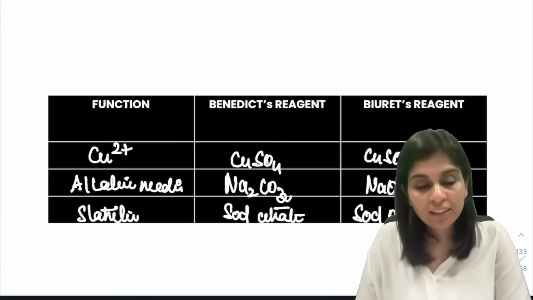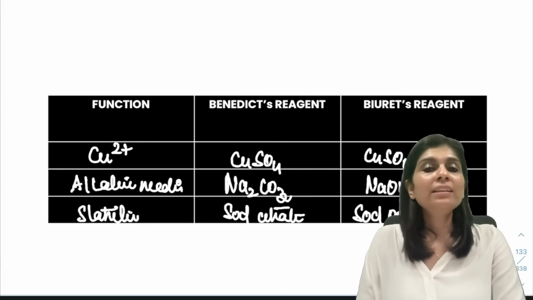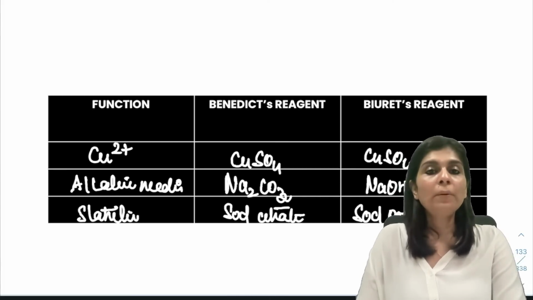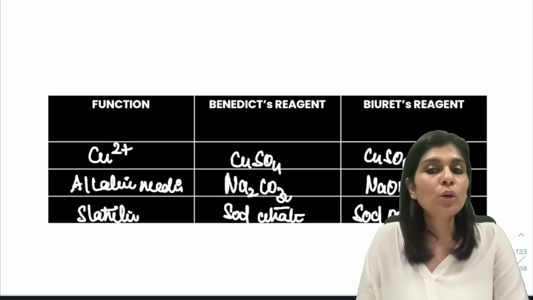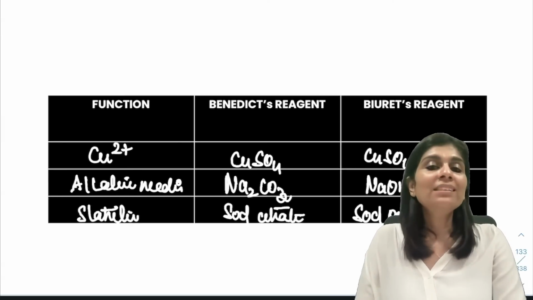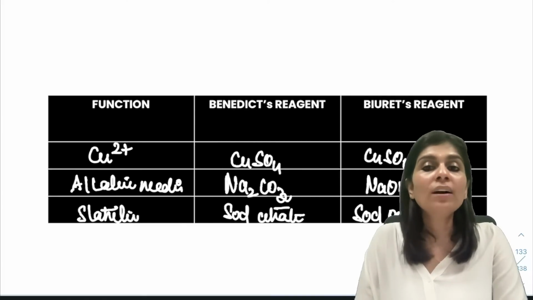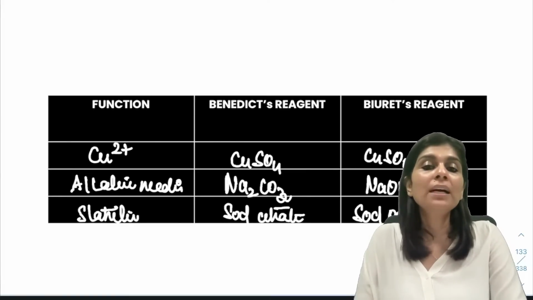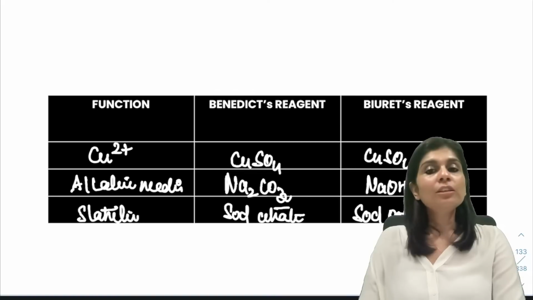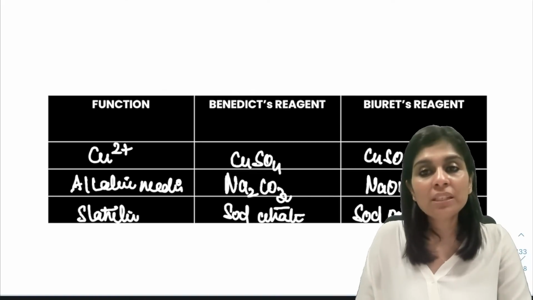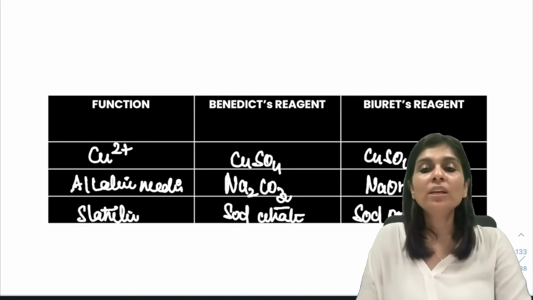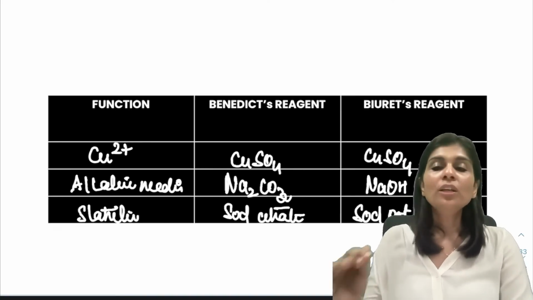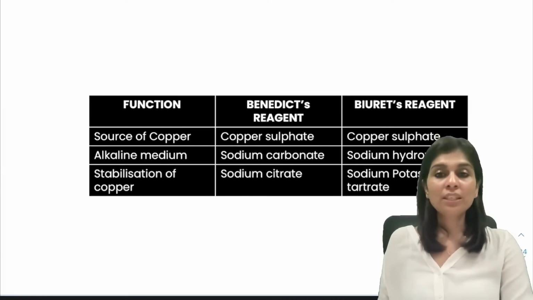Just watch the session. So what are the differences between Benedict's and Biuret's reagent? The source of copper in both would be copper sulfate. What provides the alkaline medium? I told you Biuret will be answered only in strong alkaline medium. So Biuret reagent has got sodium hydroxide, whereas Benedict's reagent has sodium carbonate. The stabilizing solution for Benedict's reagent is sodium citrate. For Biuret reagent, it is sodium potassium tartrate. So now you know the composition of Biuret reagent.